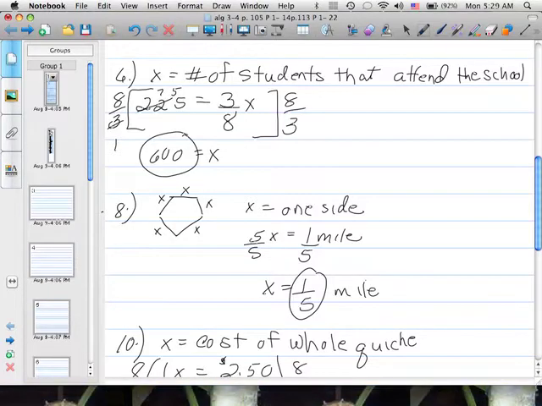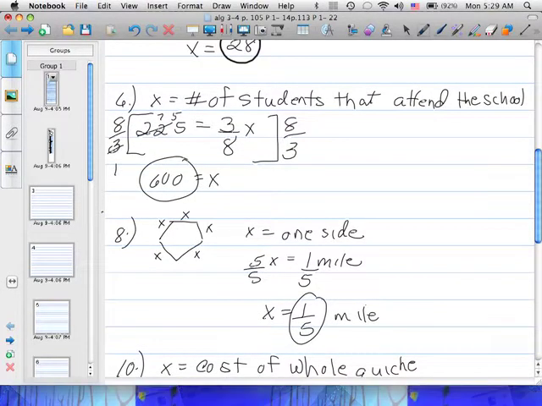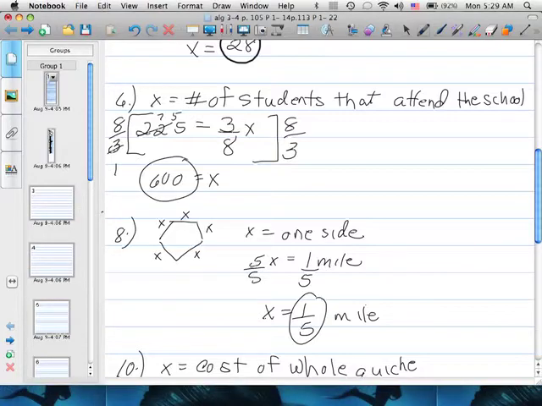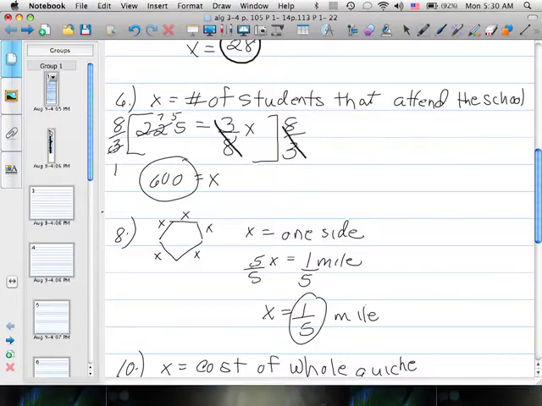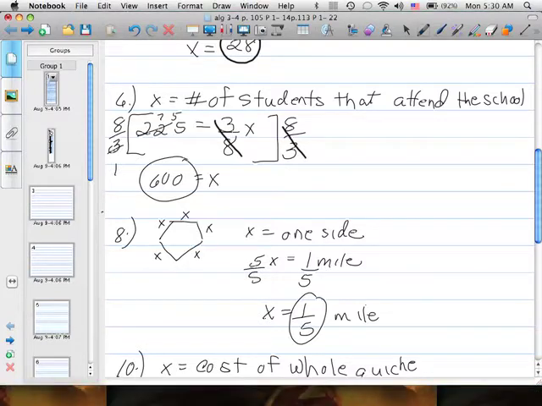Problem number 6. It says 225 students play a team sport at Lincoln High School. These students represent 3/8 of the total population. How many students attend the school? Let x equal the number of students that attend the school. And 225 of these students play a team sport, and that 225 is 3/8 of the total population. So our equation is 225 equals 3/8 x.